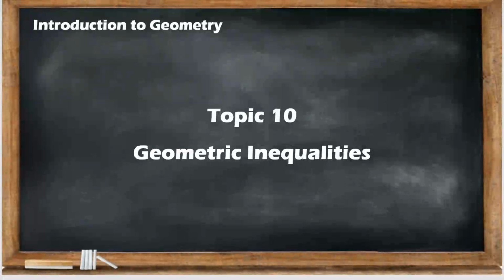Alright, today let's have a look at topic 10, geometric inequalities. In this topic, we will explore three geometric inequalities involving triangles. First, we will examine how the order of the length of the sides is related to the order of the measures of the angles in the triangle. Then we'll learn how to tell if a triangle is acute or obtuse just by considering its side lengths.